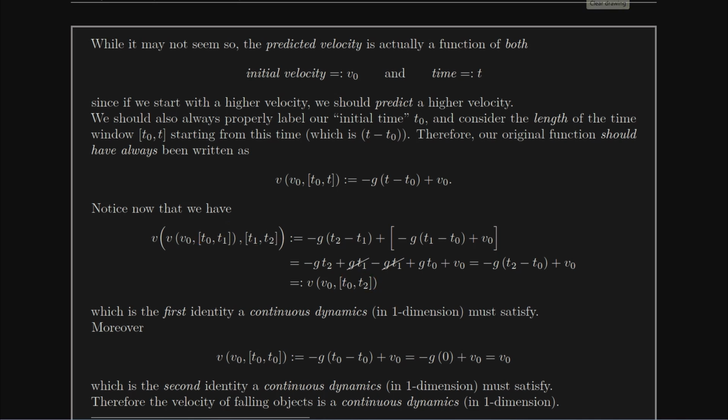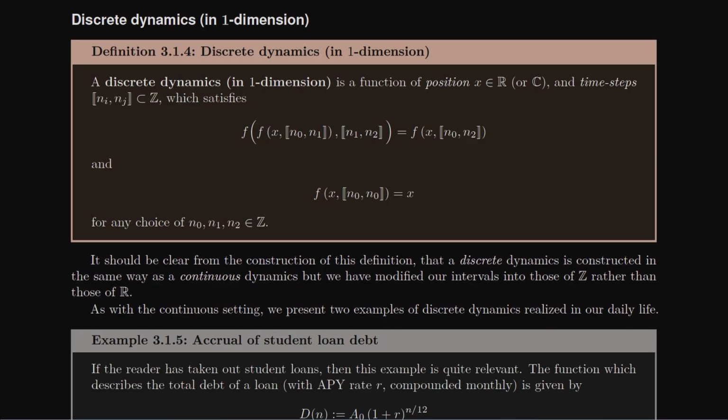And then the second identity says, let's plug in a degenerate time interval. So plugging in t0 for both entries on the right-hand side, what that's going to give me is negative g times 0 plus the initial velocity, which means I only end up at the initial velocity. It means I haven't changed at all in time. And so I satisfy both definitions of the dynamics, which means that this is perfectly valid to predict the future with.